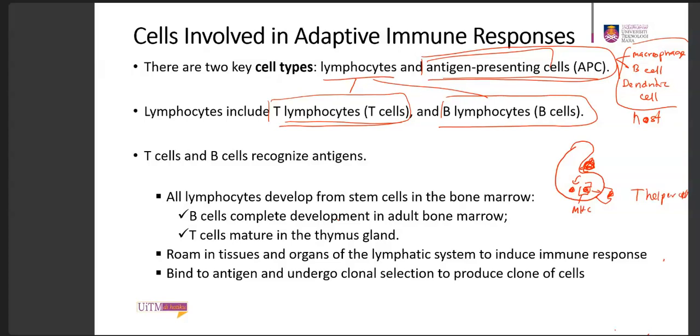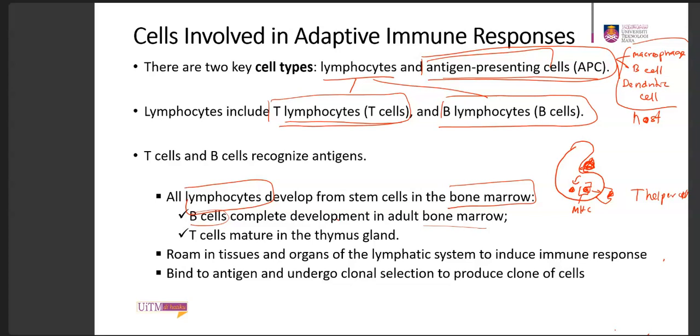Alright. Okay. So it says here, point number 3, T cells and B cells recognize antigen. So all lymphocytes develop from stem cell in the bone marrow. So basically, the bone marrow is where T cells are produced. Okay, so the B cell completes development in adult bone marrow. So B cell stays in the bone marrow to mature. Okay, and then as for the T cell, it will migrate to the thymus to mature in the thymus gland. Okay, so that is the place where the T cell will mature in the thymus. B cell matures in the bone marrow.